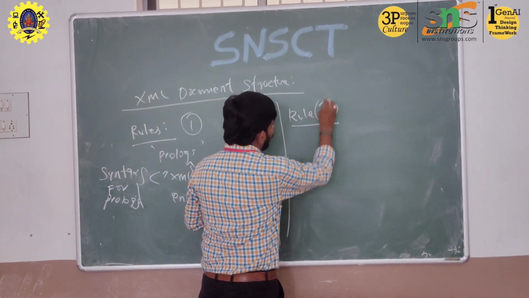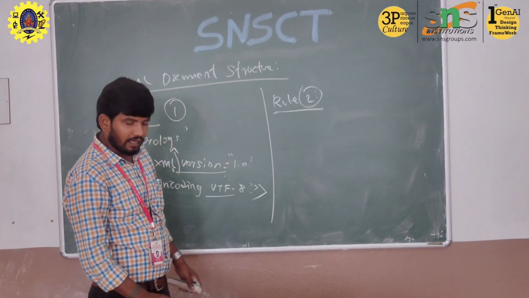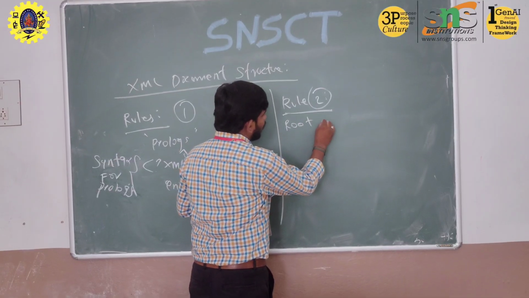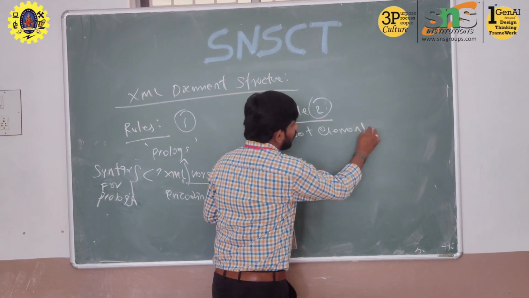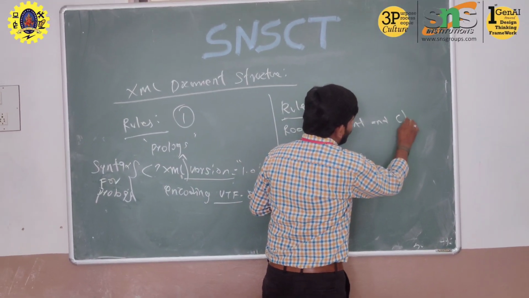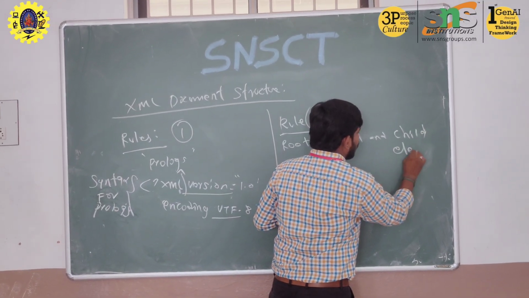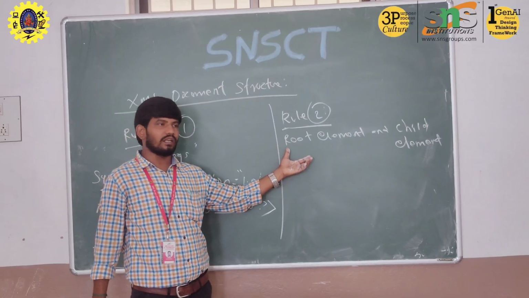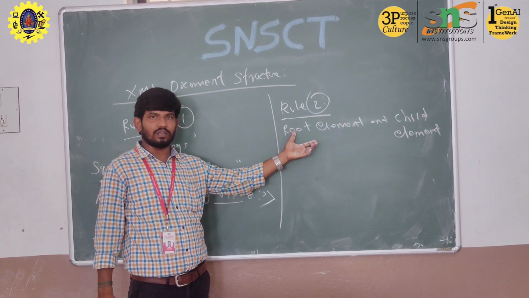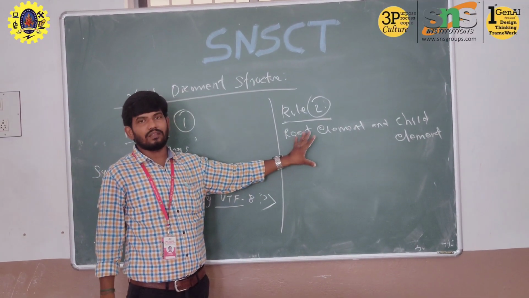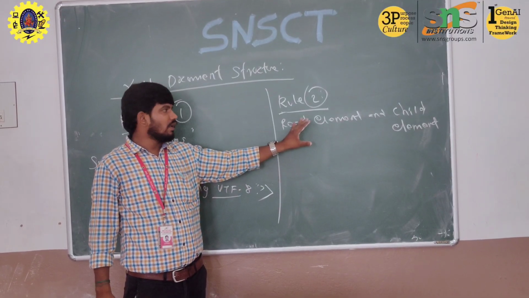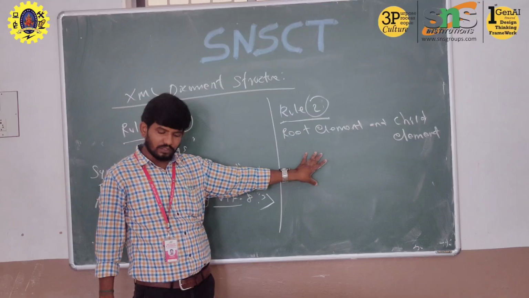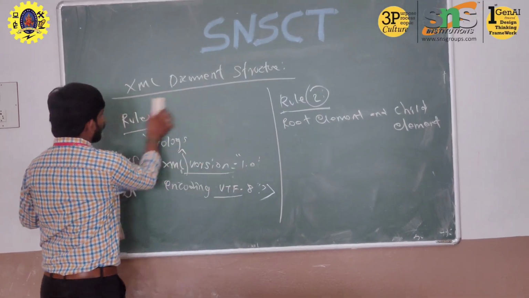Rule 2: each XML document has a root element and child elements. The root element is the supreme element, and it creates a tree structure of elements. Now we are going to see a small example for rule 2.